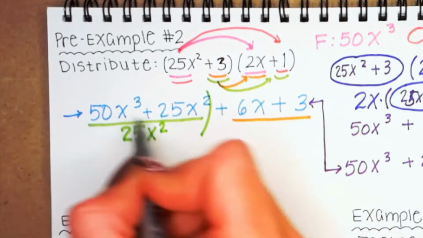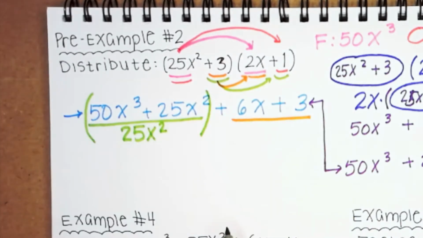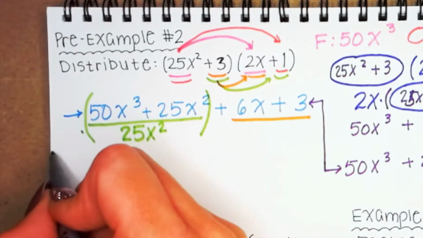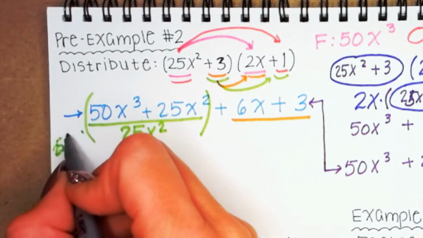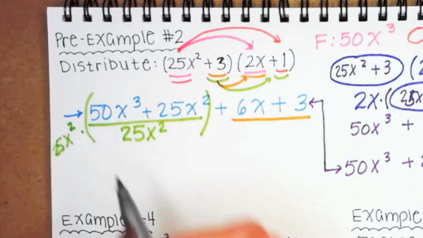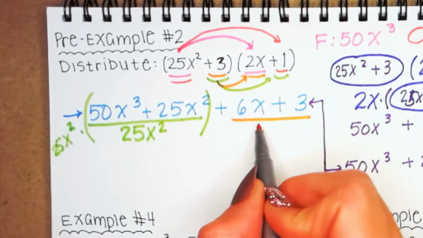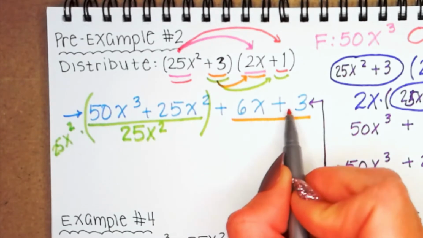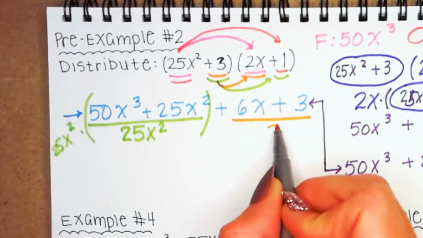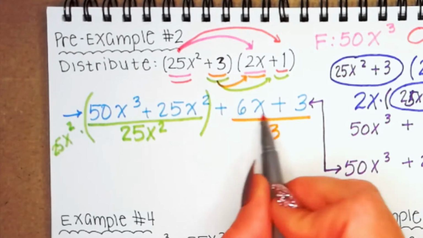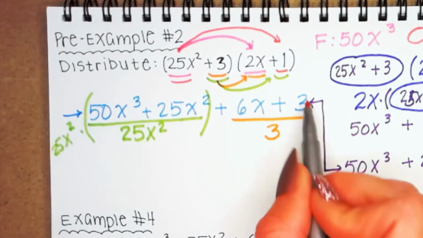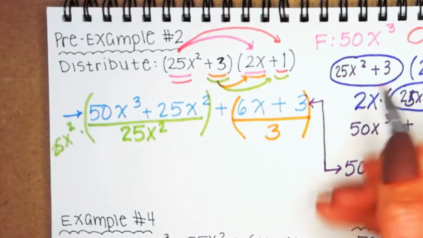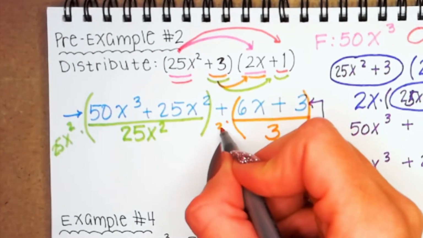But I can't just divide this big mess by 25x to the second. I'll also have to multiply it out front. 25x to the second. What's the greatest common factor between 6x and 3? The greatest common factor is 3, and since this doesn't have an x, I can't include it. But I can't just divide by 3. I'll also have to multiply in front by 3.